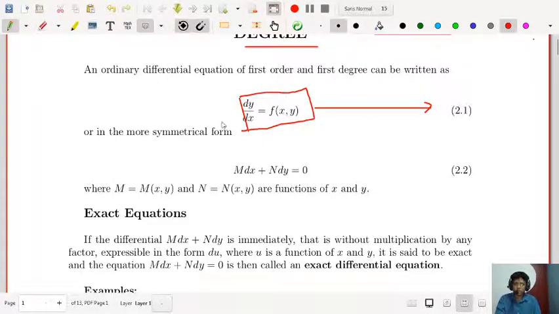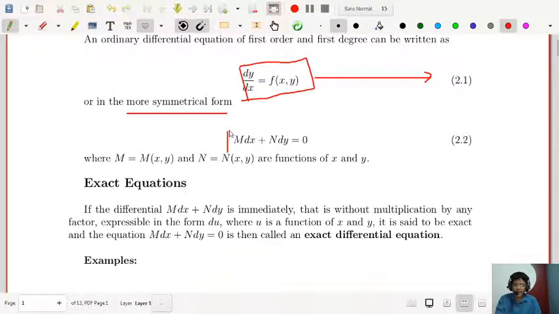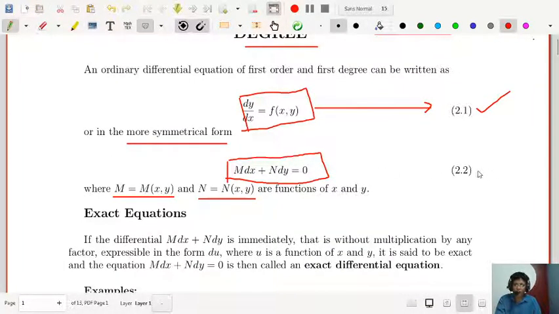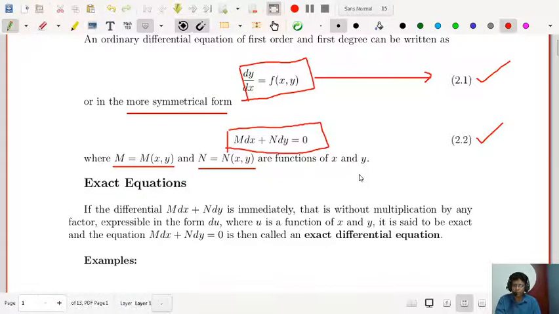So this differential equation 2.1 can be written in a more symmetrical form, M dx + N dy = 0, where M is a function of x and y and N is also a function of x and y. Both M and N are functions of x and y. This is the most general form. Either you can say 2.1 is the first order first degree equation, or you can write it in the more symmetrical form 2.2.